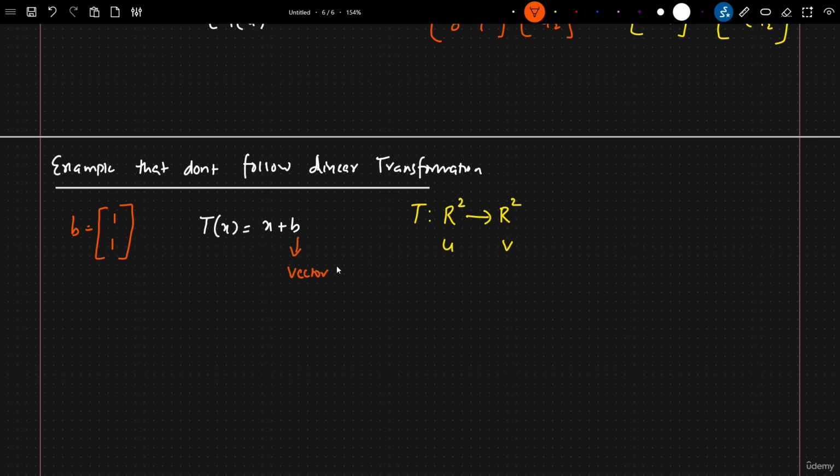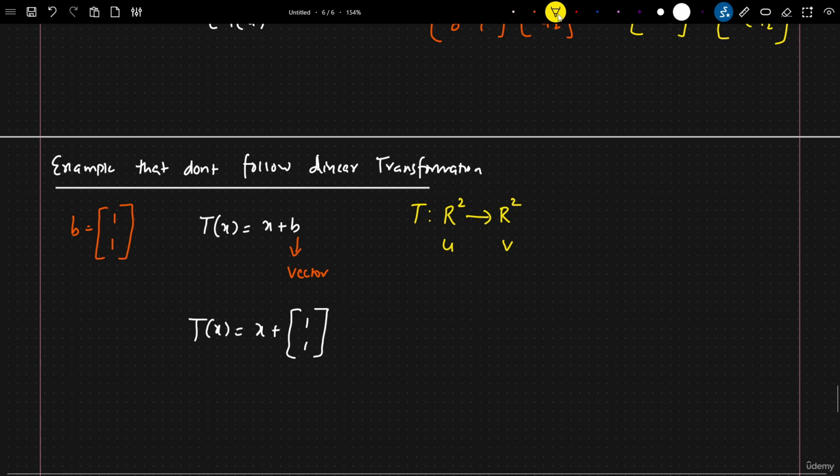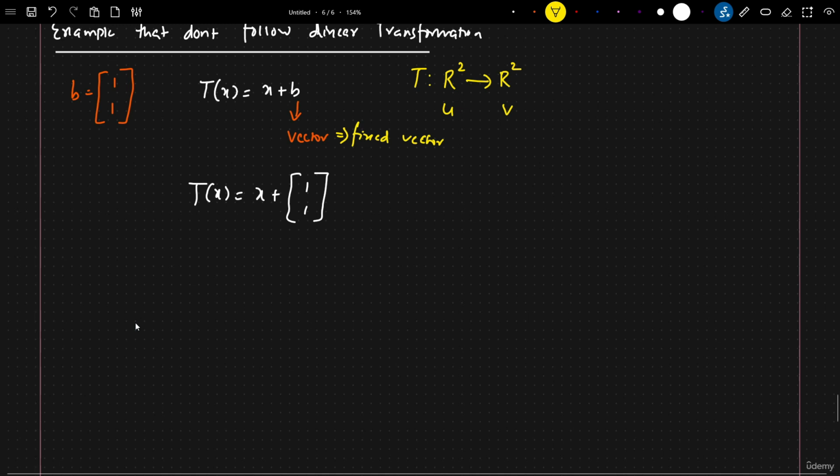Okay. Now let's test for this. So overall, if you go ahead and see, my transformation T of X will be nothing but X plus 1, 1. Okay. This B that you are able to see is something called a fixed vector in this case. Let's say that I have defined B over here by default as a fixed vector. The X value can be another vector itself, right? So let's go ahead and talk more about it.